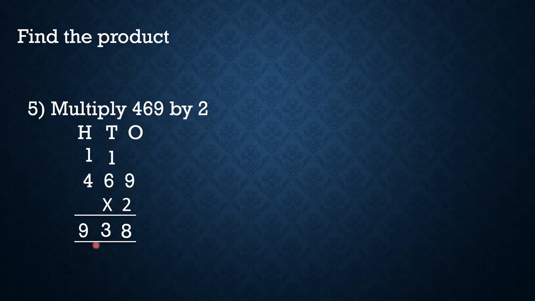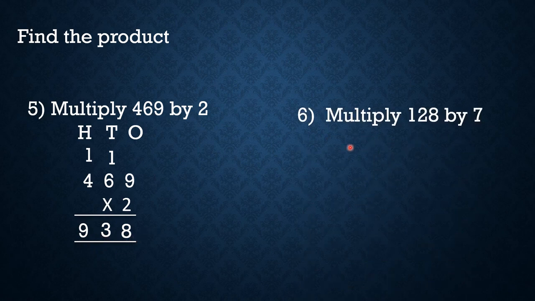So our product is 938. Now in question number 6, multiply 128 by 7. So here 128 is the multiplicand and 7 is the multiplier. So first of all we will write places ones, tens and hundreds, then 128 and then 7. So let's start from our ones place.